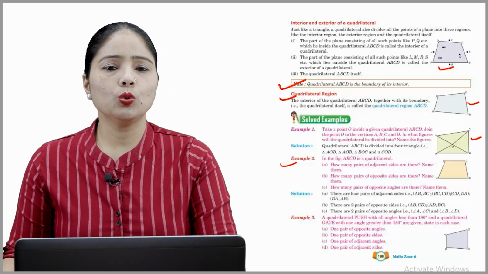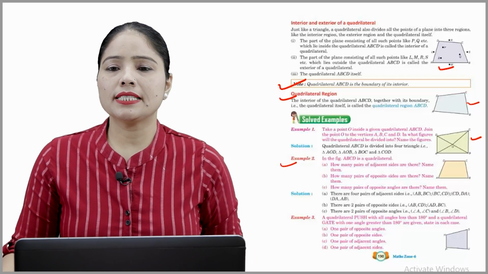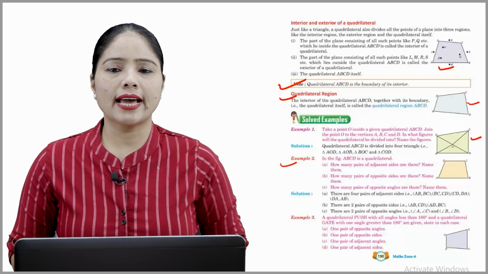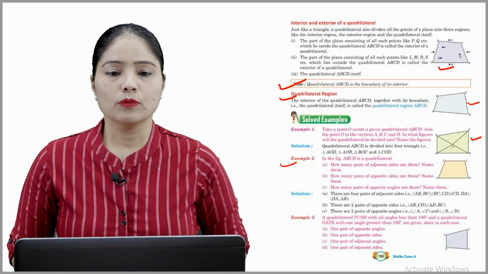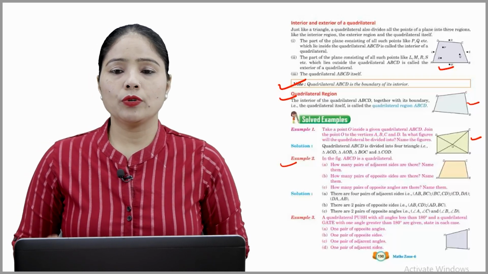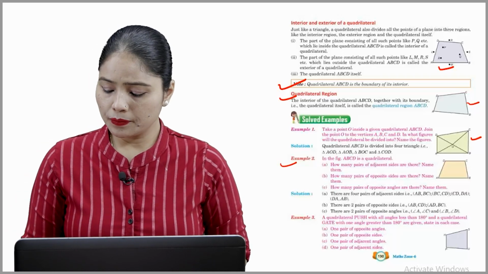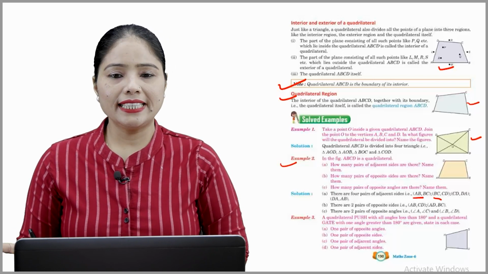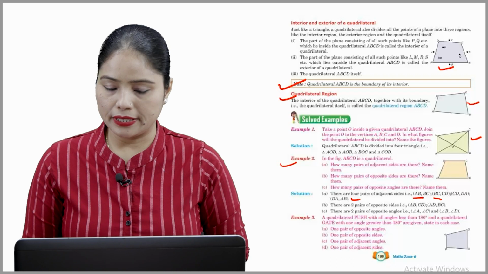Now example 2. In the figure, ABCD is a quadrilateral. How many pairs of adjacent sides are there? Name them. So they are AB and BC, BC and CD, then CD and DA, and DA and AB.